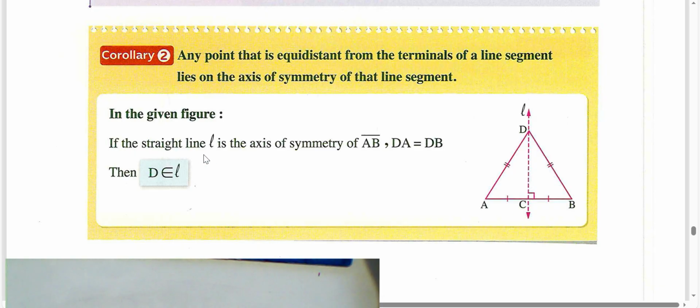Then, if the given figure here, if the straight line L is the axis of symmetry of AB, DA equals DB, and D belongs to L. Okay.